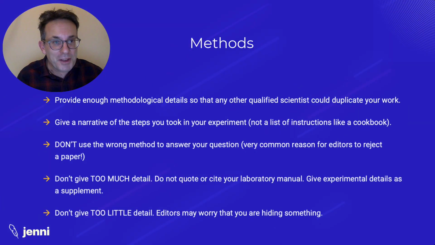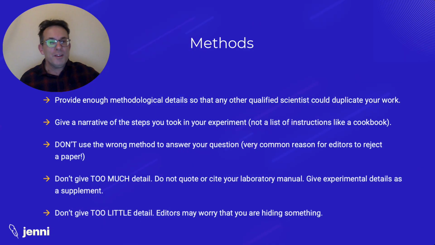In the methods section, which by the way lots of people think is boring, but no, this is the best bit of article writing, you need to provide enough methodological details so that any other qualified scientist could duplicate your work. Give a narrative, a timeline, a step-by-step sequence of what you did, how you put your study together. Don't use the wrong method to answer your question, of course.